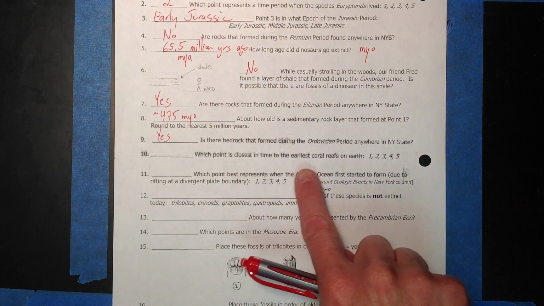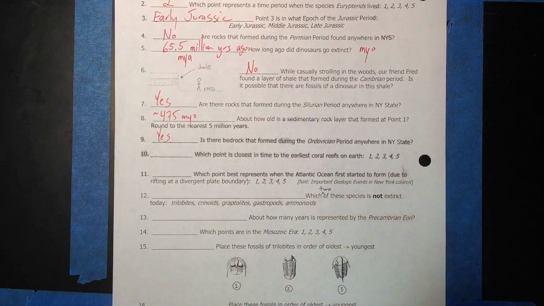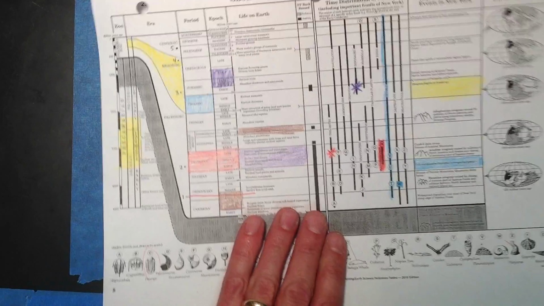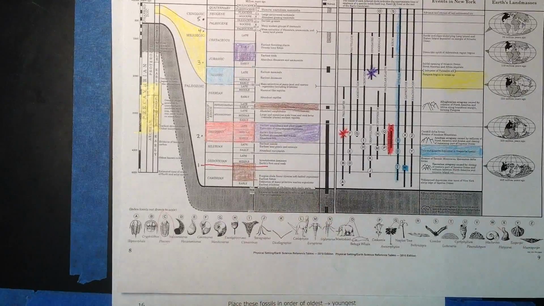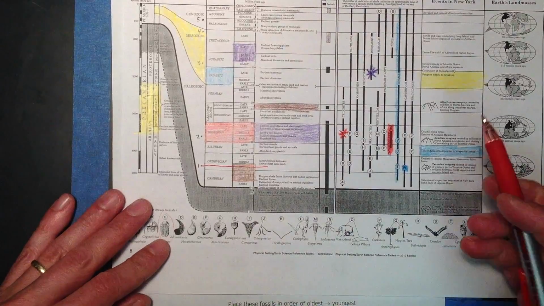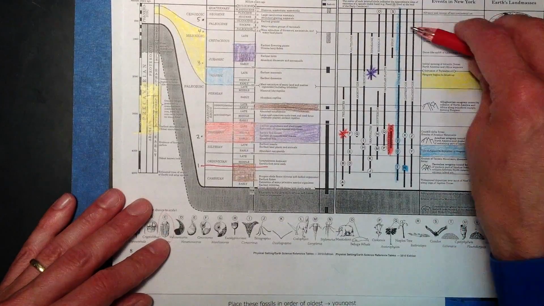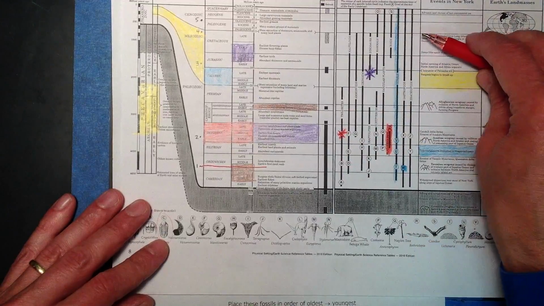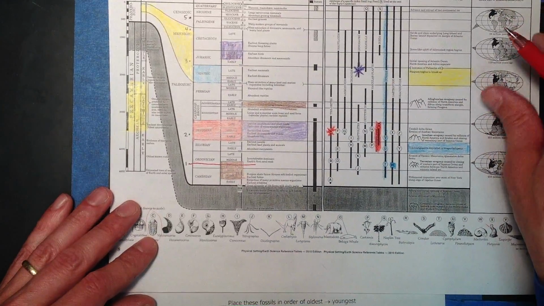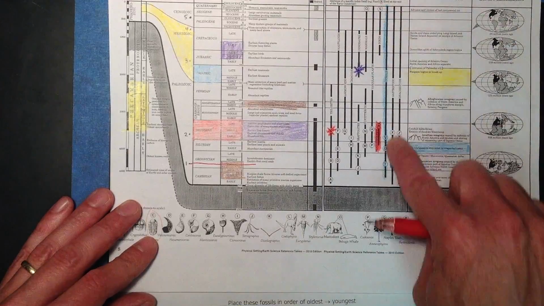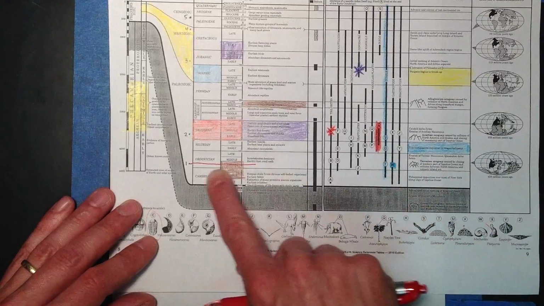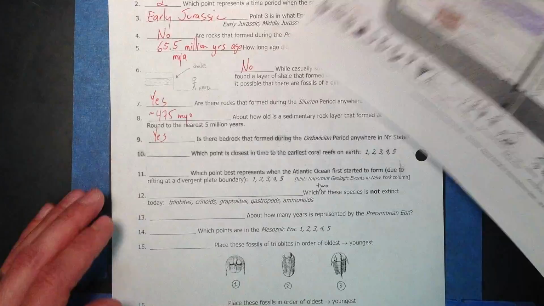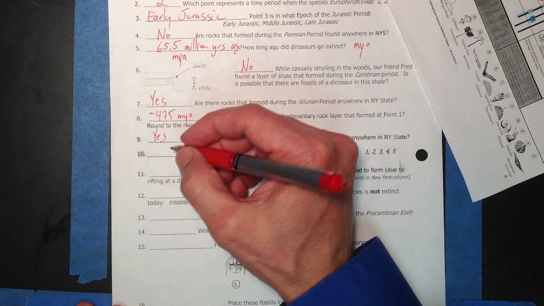10. Which point is closest in time to the earliest coral reefs on Earth? 1, 2, 3, 4, or 5. So we've got to go back to this one. Coral reef. So corals. The earliest corals. So we've got to look here. Okay. Corals are here. They're already colored blue. So the earliest ones are down here. So when you first see corals, 1 is really the closest. 1 is the closest.